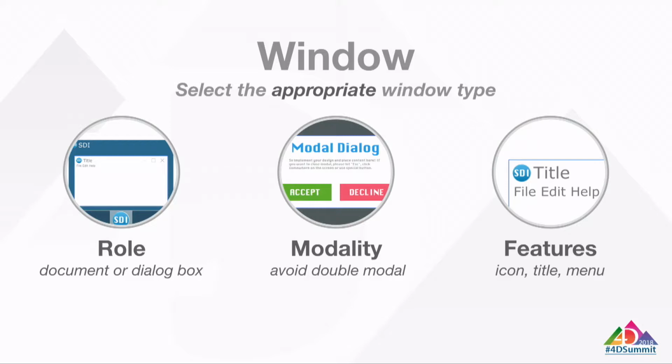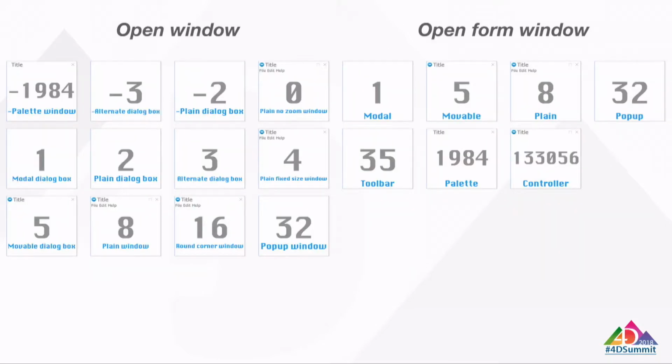So I've listed all window types available in 4D. On the left side, you've got all the types available for open window, and on the right side, you see all the types for open form window. Now, if you look closely, the images actually represent the different features. The ones that have an icon have an icon in the small image, and so on.